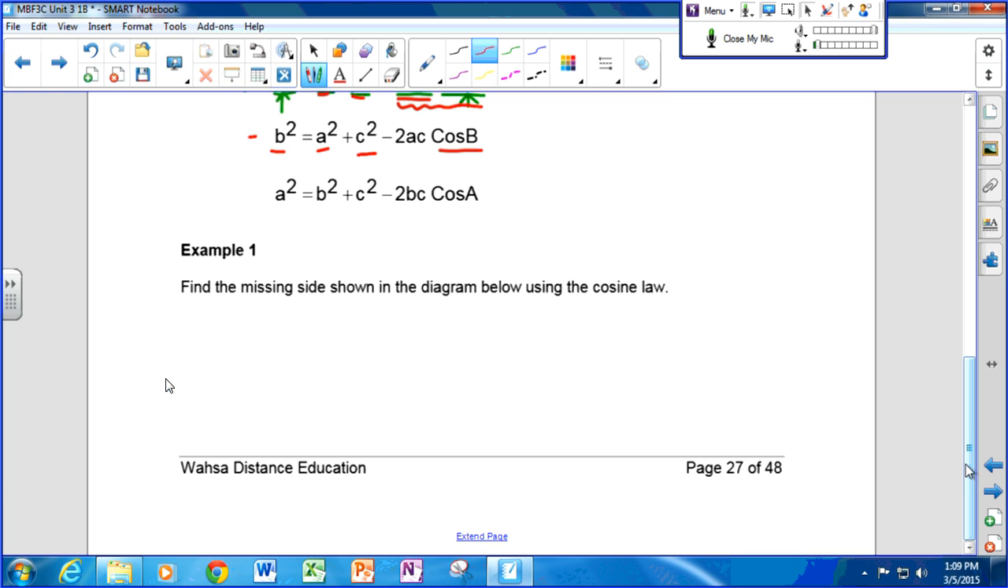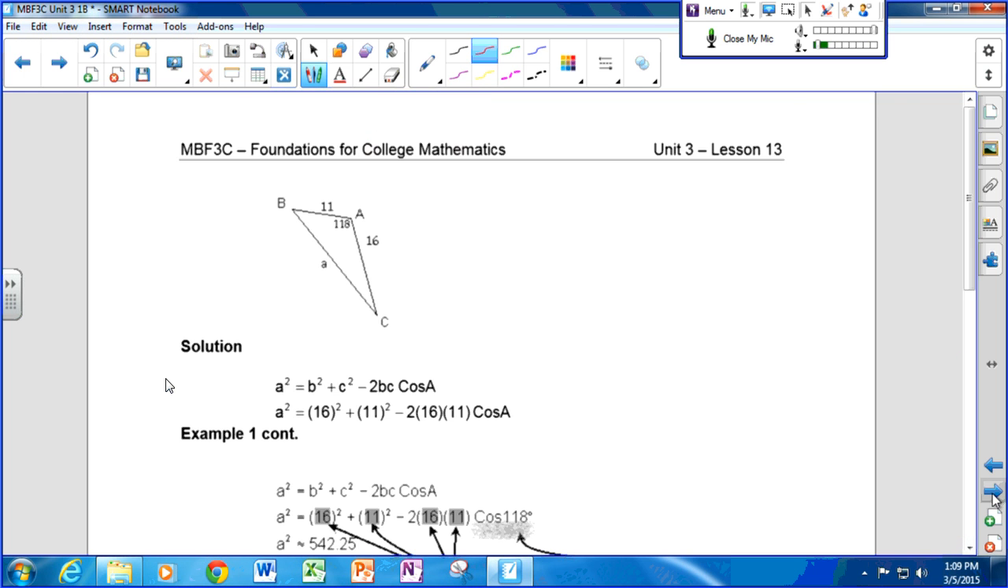Okay, example 1. Find the missing side shown in the diagram below using the cosine law. Well, oh, isn't this lovely? The diagram is on the next page. Okay, yeah, we need to work on some of this. So this is on page 28. Let's take a look on page 28. So they just want us to find the missing side.